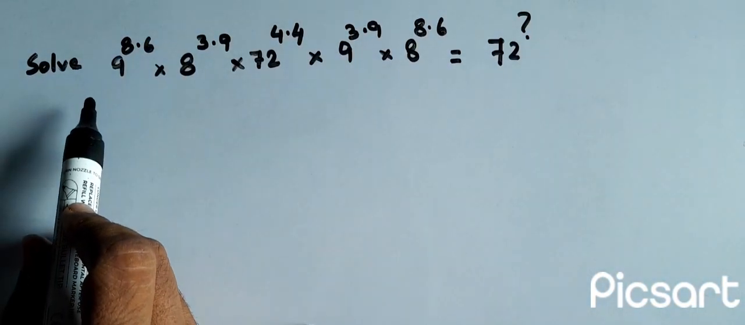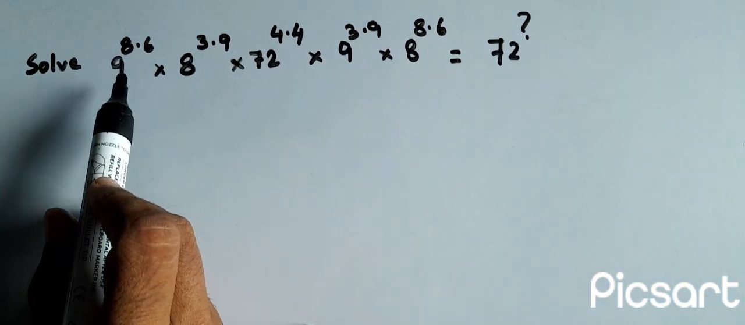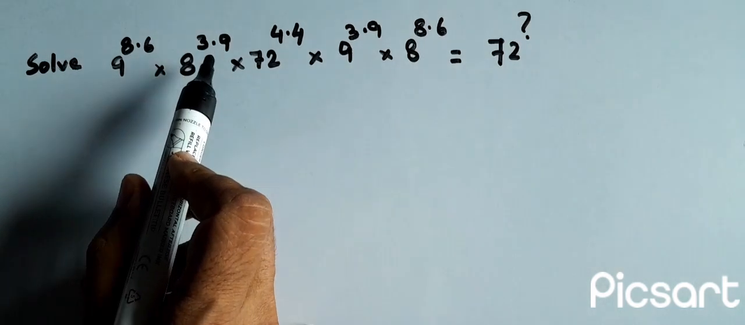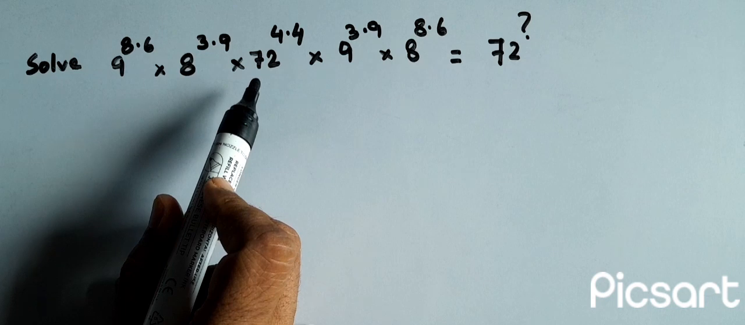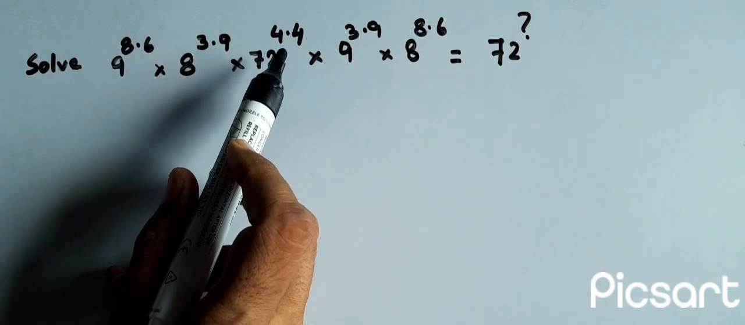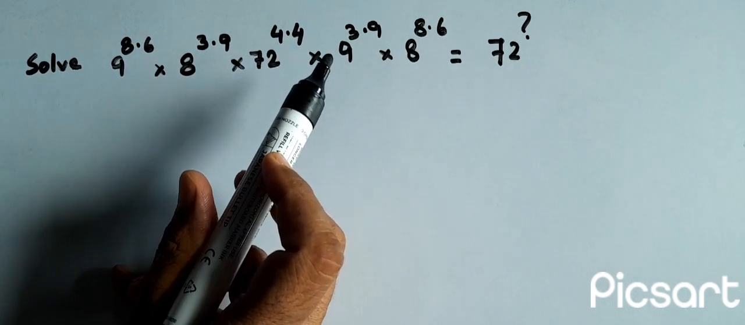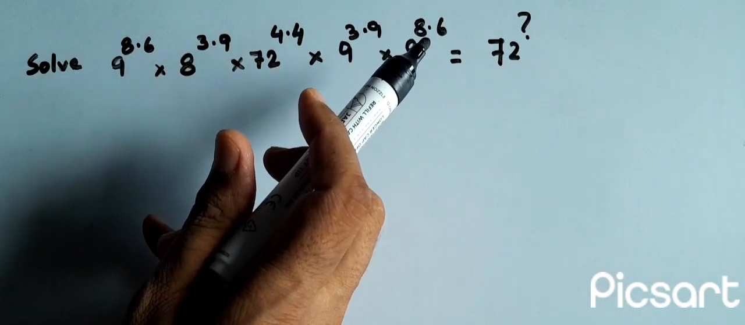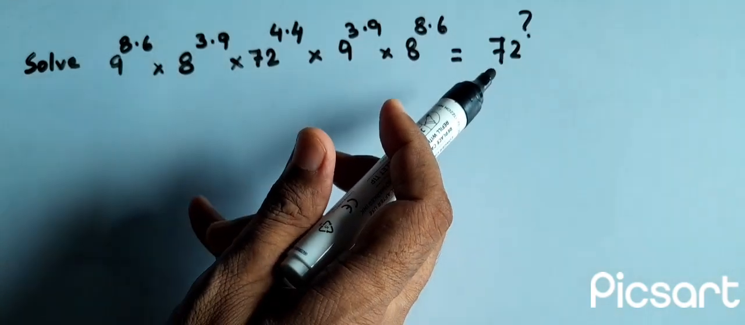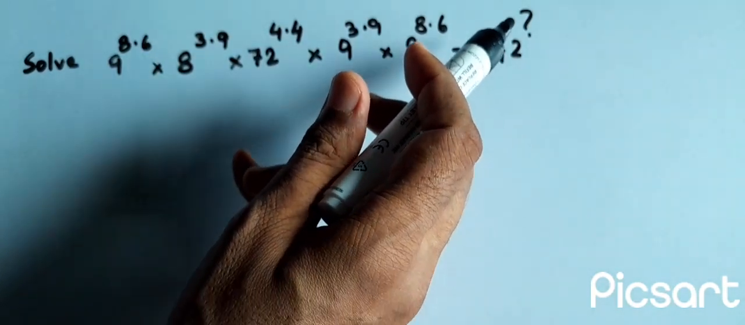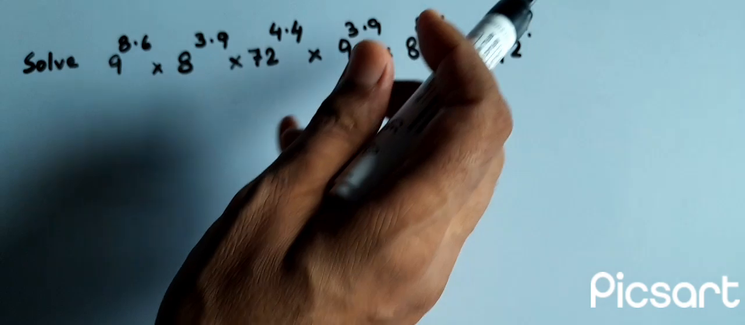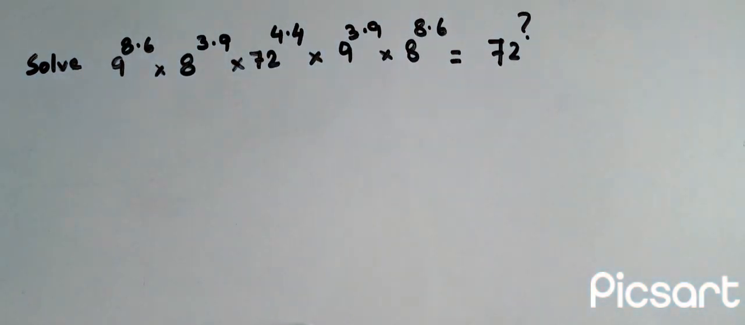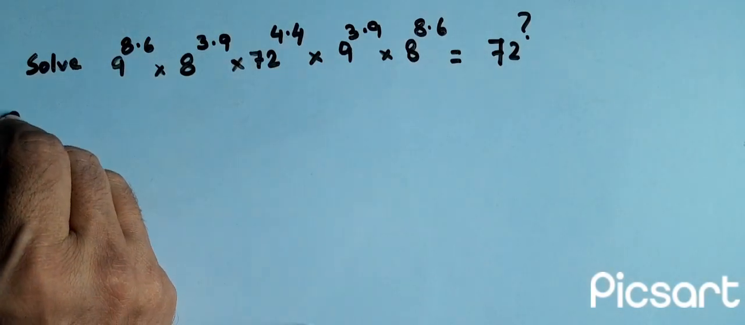Here we have to solve 9 to the power 8.6 into 8 to the power 3.9 into 72 to the power 4.4 into 9 to the power 3.9 into 8 to the power 8.6 is equal to 72 to the power of what? That means we have to find the power of 72. So let us solve it now.